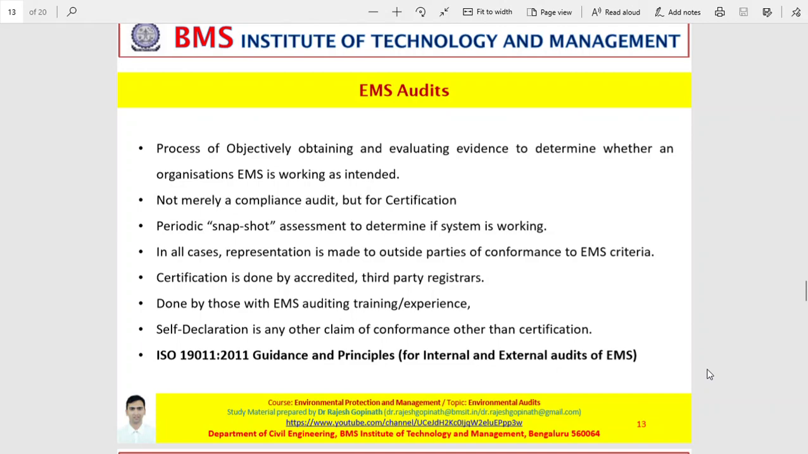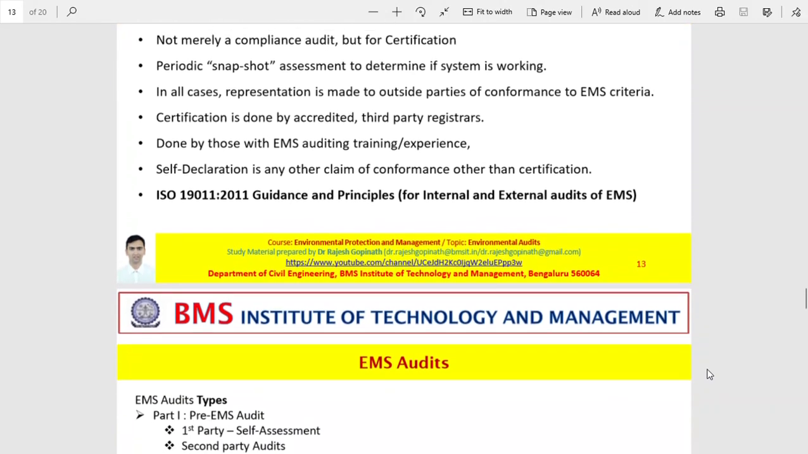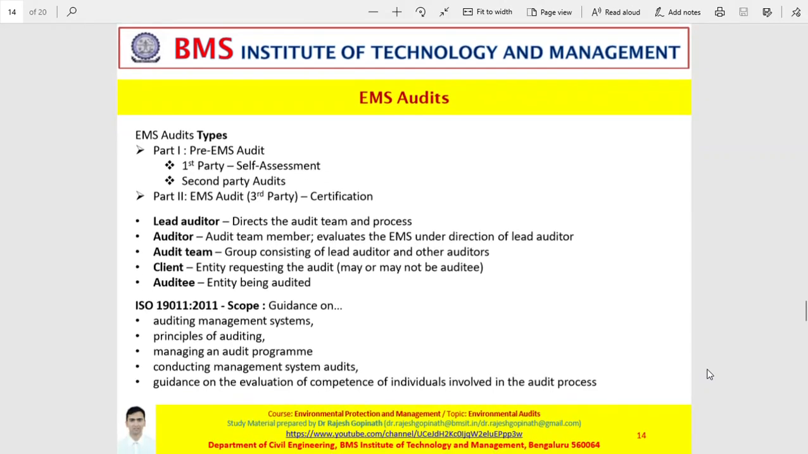Let's move on to slide 14. Slide 14 starts with the types of EMS audits. So there are two types, part 1 and part 2. Part 1 is a pre-EMS audit which does not end in certification. Rather, it's a self-assessment or a second party assessment which tells the company where it stands in terms of the efficiency of its EMS. Part 2, on the other hand, which is carried out, as I said before, by a third party registrar, will confirm or enable the certification process or otherwise.